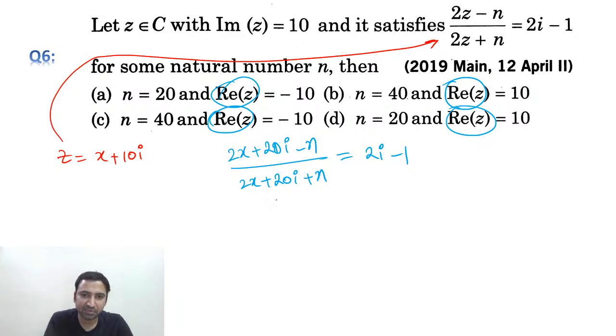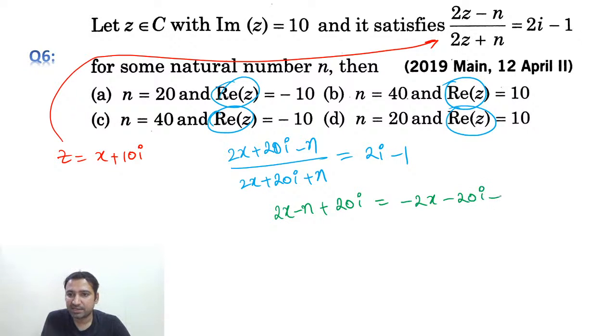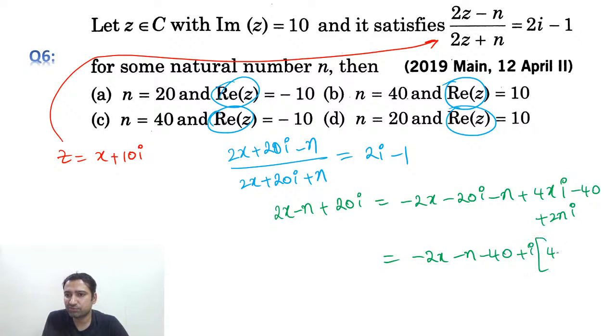Anyone got the answer? If you cross multiply this, let's see what we get. Minus 2x minus 20i minus n plus 4xi minus 40 plus 2ni. Let's simplify this. That means you can write all real parts at one place and all imaginary parts at one place. That's better. So take i common. If I take i common, 4x plus 2n minus 20.